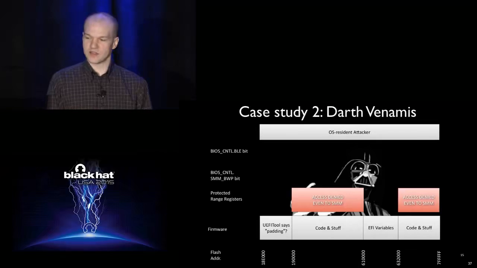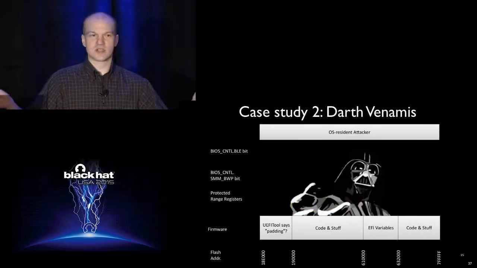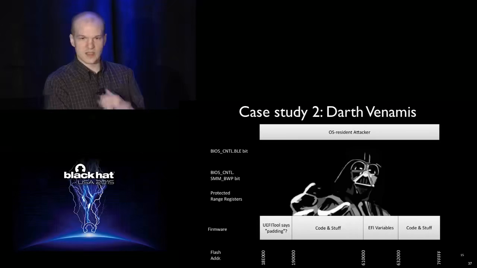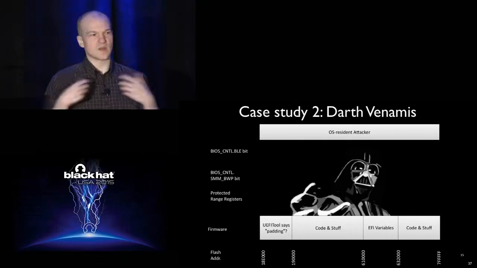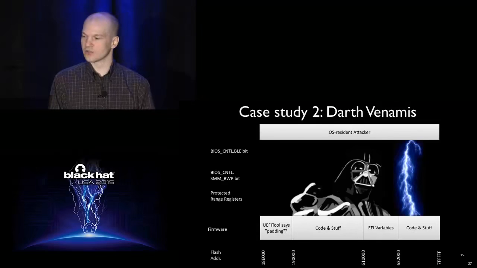What that means is that ultimately, with Darth Venamus, all of the protected range registers can be made to go away. So you go down into a low power state, all of the hardware loses all of its configuration bits, you wake back up, and now the system is completely open and vulnerable to writing. So now an attacker can go after the firmware code and other things.